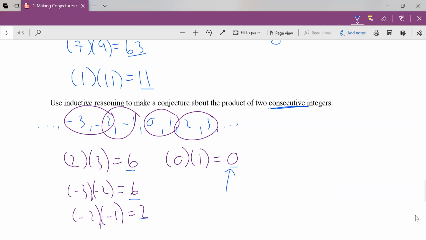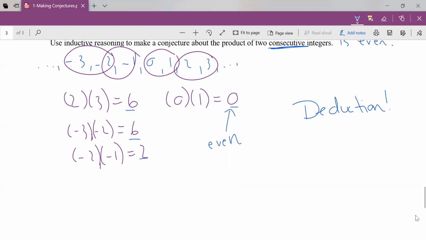And yes, friends, 0 is even. Okay, because it's divisible by 2. 0 is even. That's a big fact I need you to know for 30-2. So my conjecture would be the product of 2 consecutive integers is even. And again, that's induction. I have not proved it. We will use deduction in another lesson to prove for certain that I am correct, or my conjecture is correct.